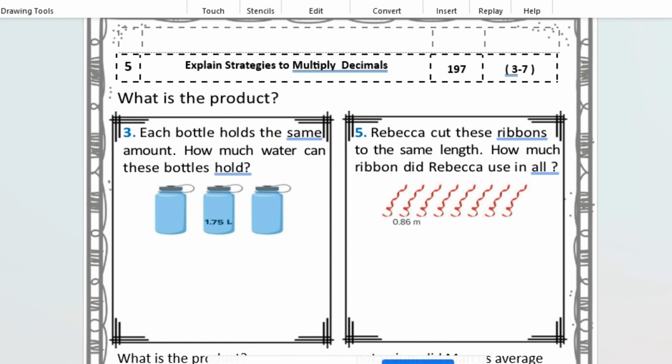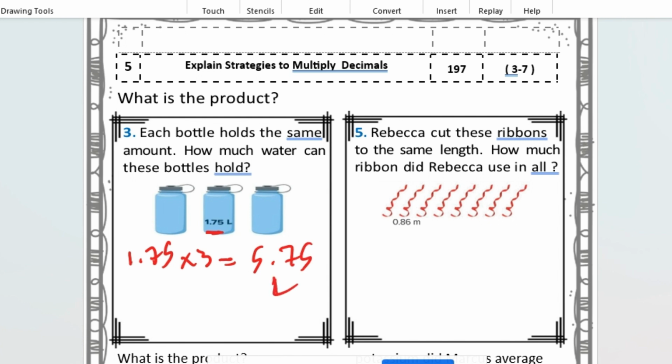Okay, let's continue. Now, the question says, what is the product? Question 3, each bottle holds the same amount. How much water can this bottle hold? Each bottle has 1.75 liters, and there are 3 bottles, so 1.75 times 3. This equals, I'm just going to give you the straight answer, 5.75 liters.